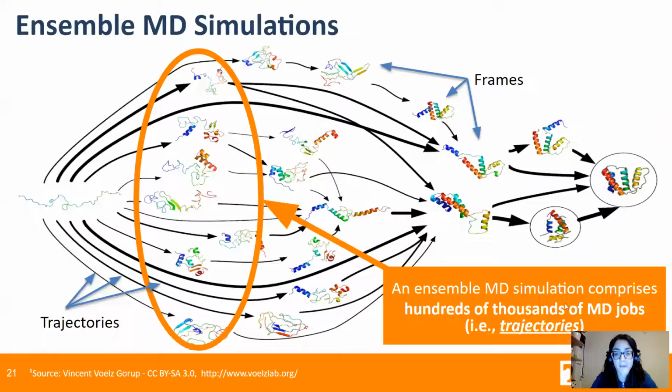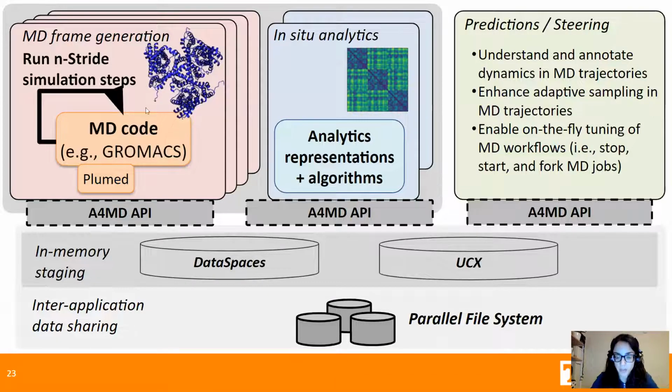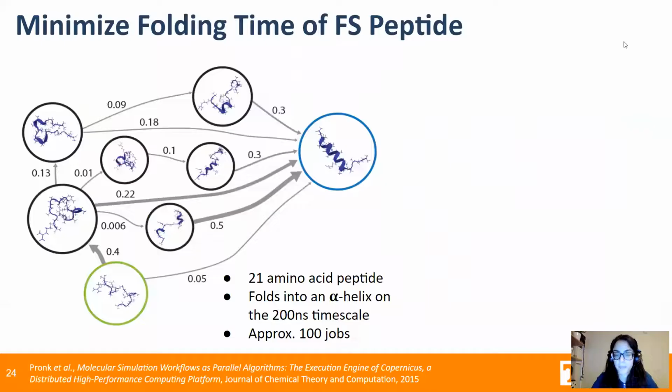Typically, we have hundreds of thousands of molecular dynamics jobs with the goal of capturing all the different conformations and transitions that a system can go through. So in order to support this, we have introduced many changes in our project to support not one but multiple simulations running concurrently with multiple analysis components. And this empowers us to conduct a higher level prediction and steering for the entire ensemble.